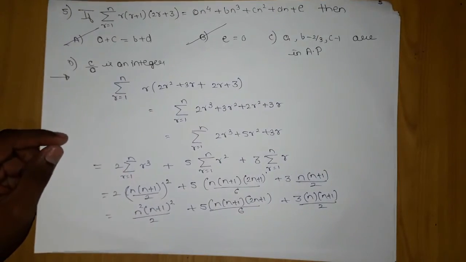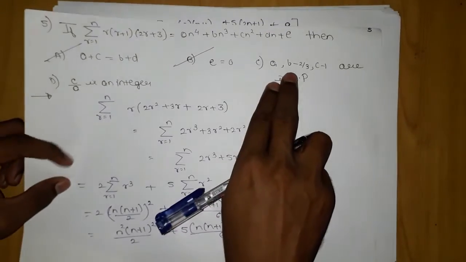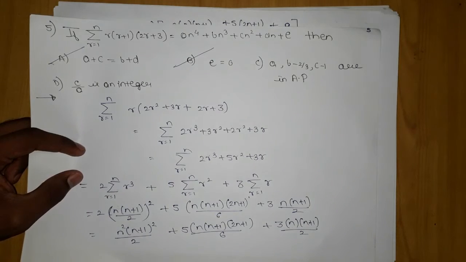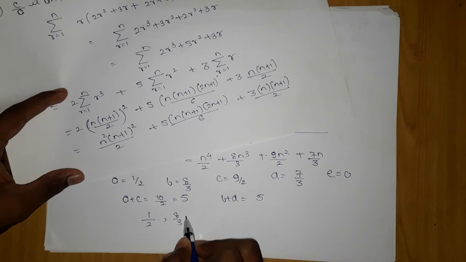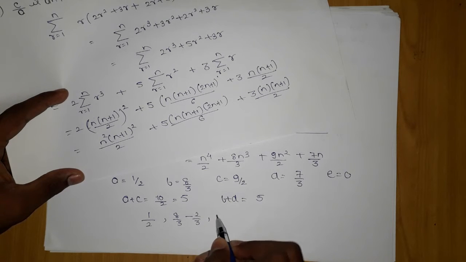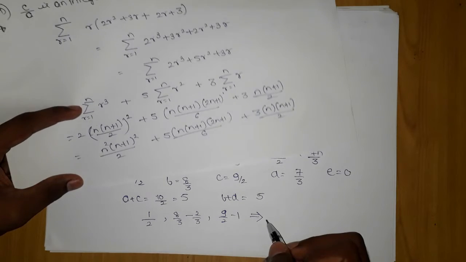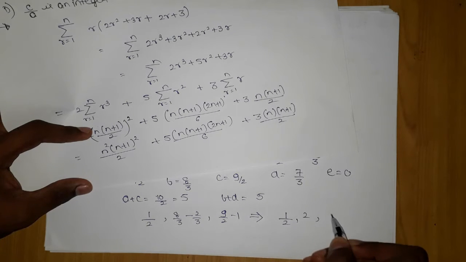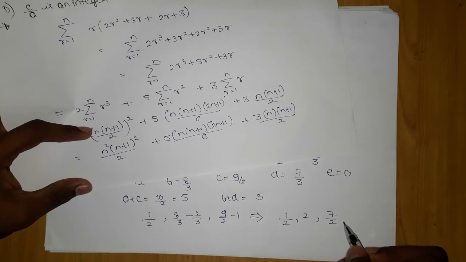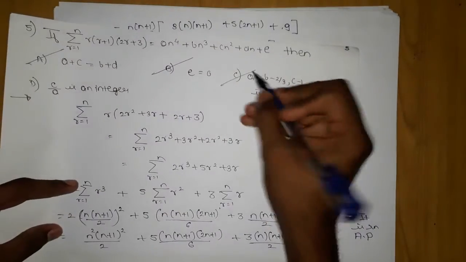Now we want to verify this one, which is a comma b minus 2 by 3 comma c minus 1. These terms will be 1 by 2 comma 8 by 3 minus 2 by 3, and further 9 by 2 minus 1. So what we are getting here is 1 by 2 comma 2 comma 7 by 2. You can clearly see that it is in AP. So my third option is also verified.